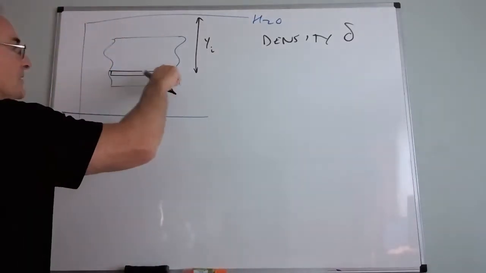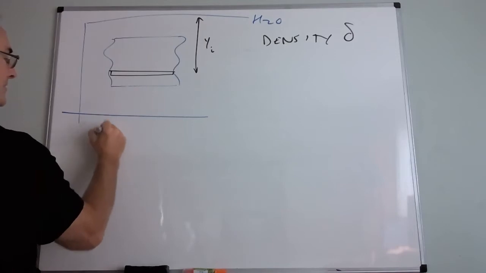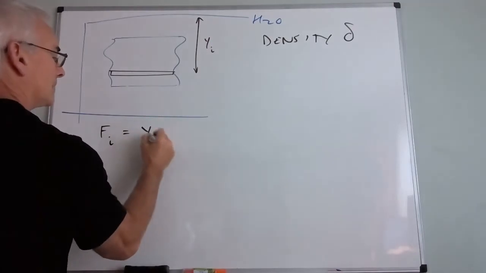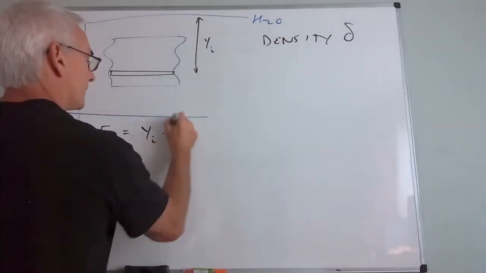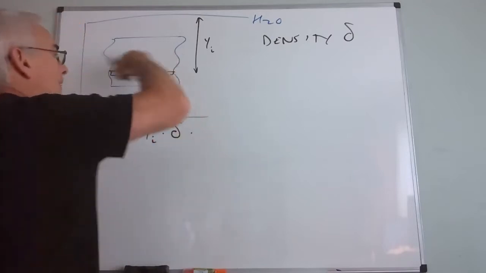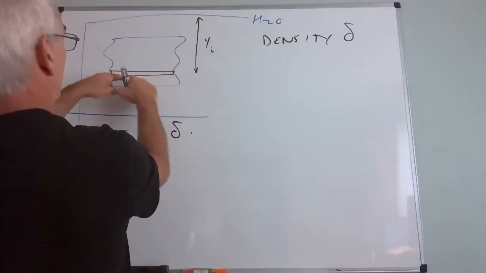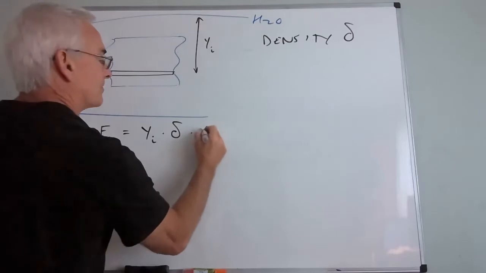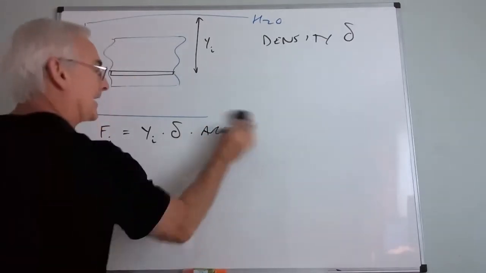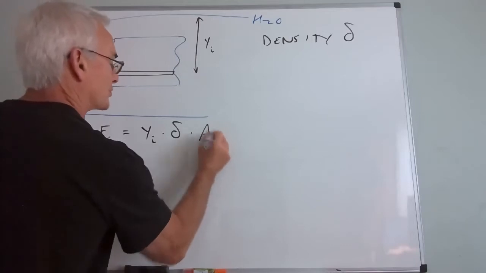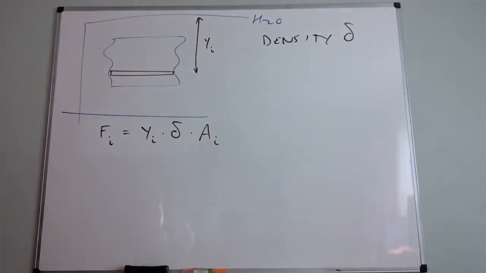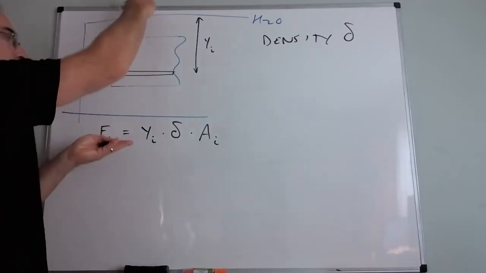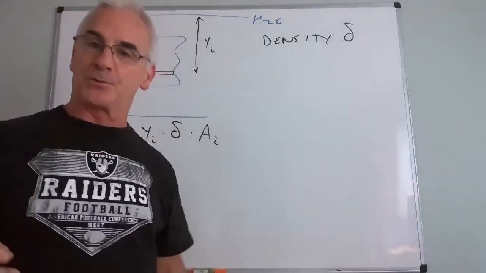So the force on this little slice here, let's call that the ith slice. The force on my ith slice, we said was the depth times the density times the area, which in this case would be whatever that length is. Let me call it A_i. I didn't give you a function. That would be the force on that slice. Now, what I'm going to do is say the total force will be to add all of these up, and that translates directly into an integral, as we will see.